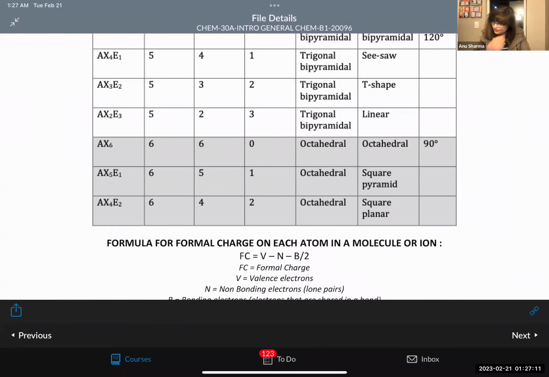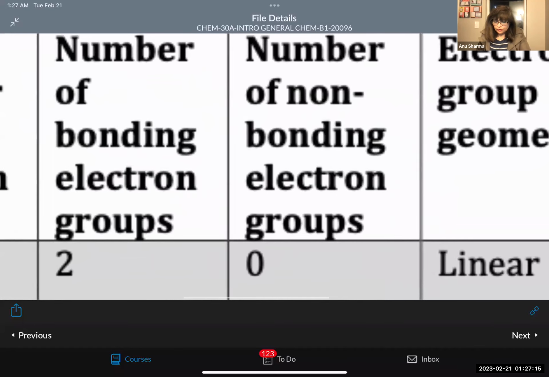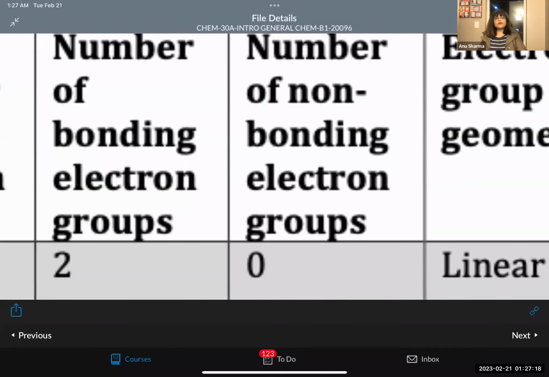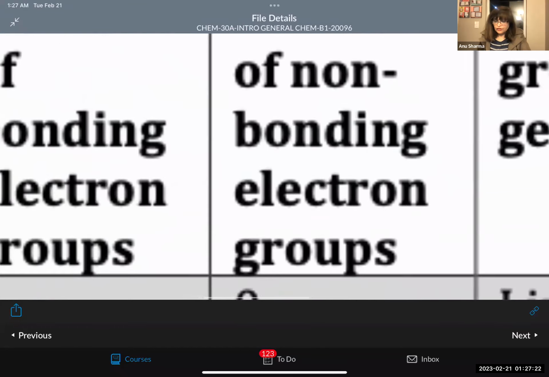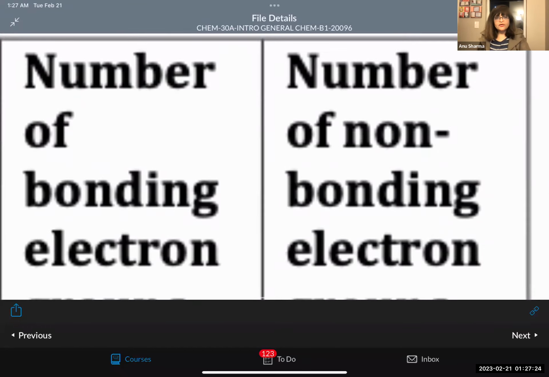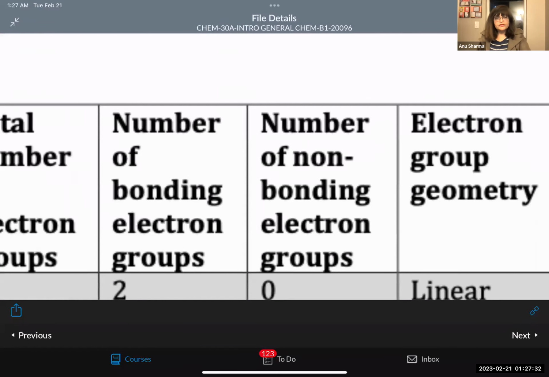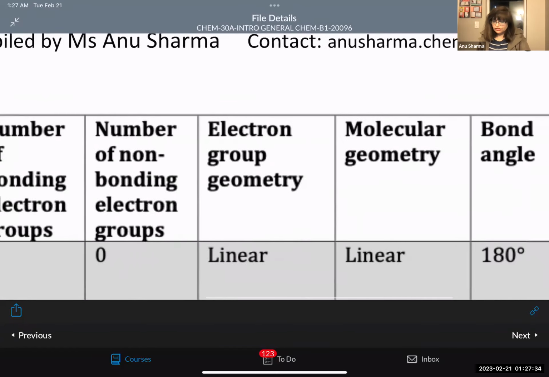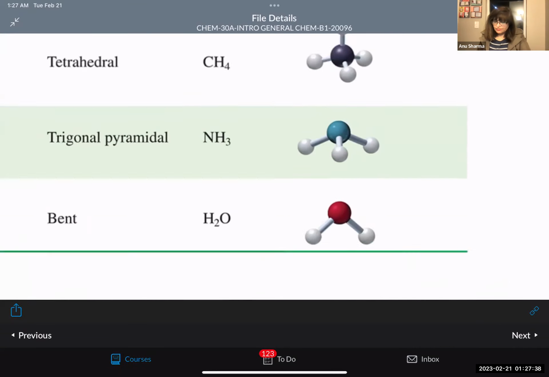Next thing is the shapes. Now also you need to know how many bonding electron groups and how many non-bonding electron groups. That is important. Non-bonding are the lone pairs on the central atom. Bonding are the bonded atoms. Once you know the bonded atoms and the lone pairs on the central atom, then you can just match with these shapes. Okay, so same thing here also.